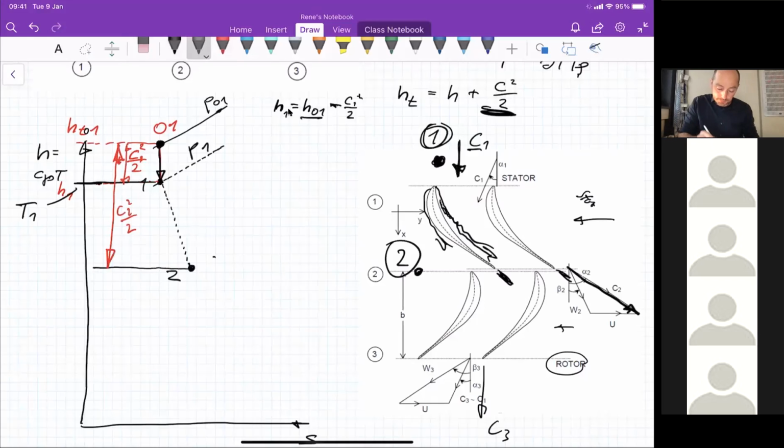And I end up, if I know the losses, if I know the amount of losses I will generate, if I know how much my flow speed will increase from here to here, I will know my second point. I know my static pressure at point 2. This is now P2. And this guy here is T2.